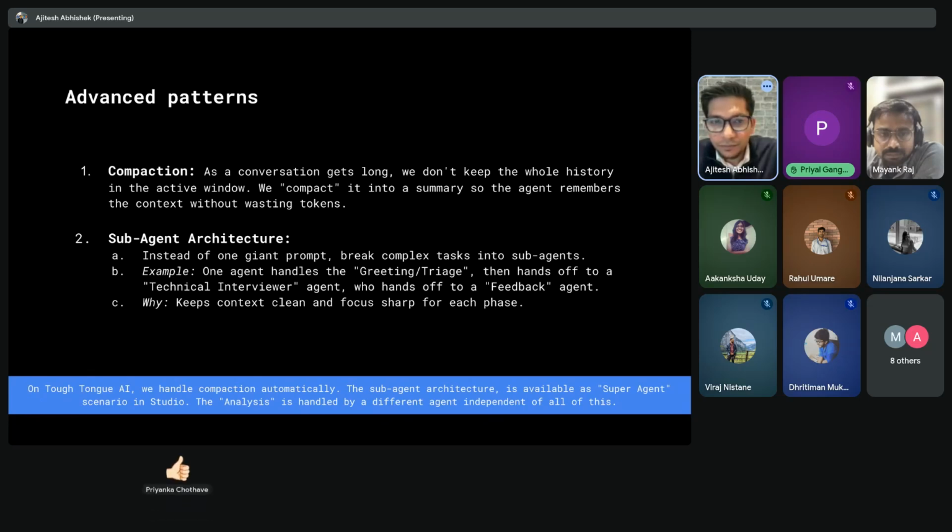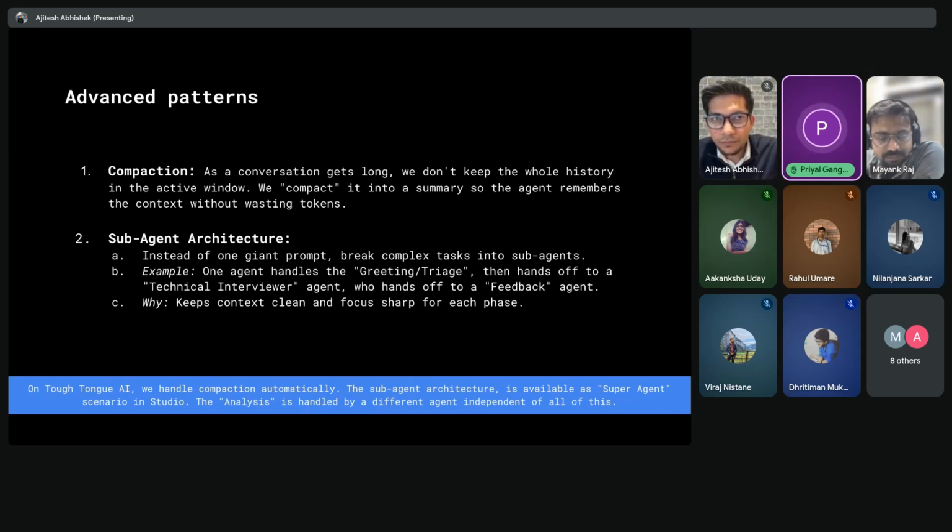Priyal? Yeah, so my question was, as you just said, that we have to prompt the memory part of the agent, right? Is there any structured way to prompt that if we don't want to go with the auto memory thing?